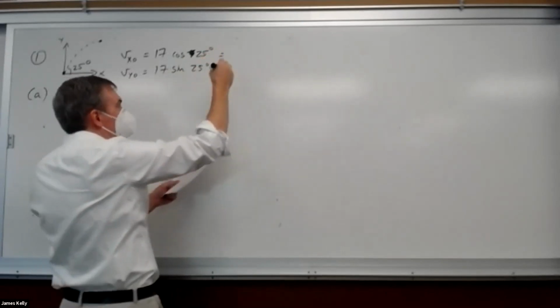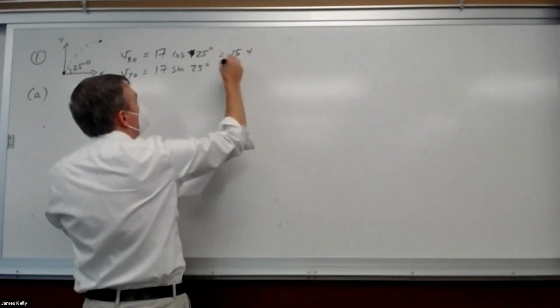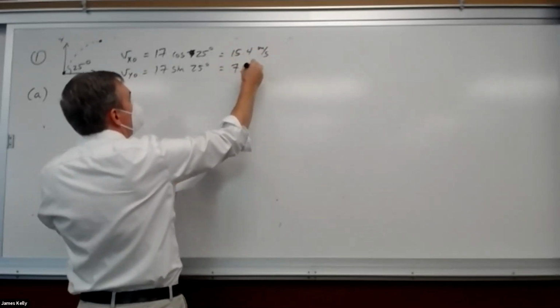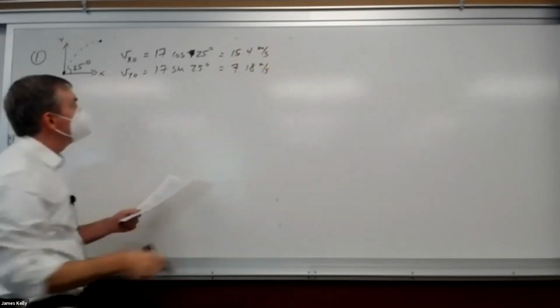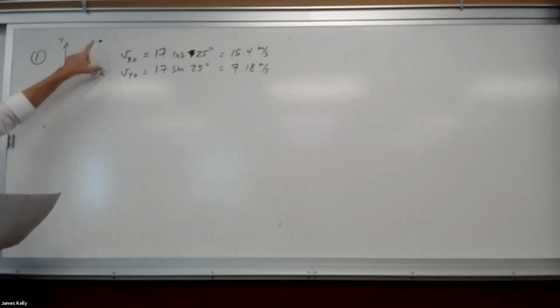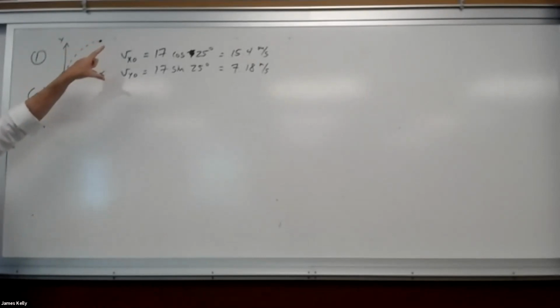So those numbers are 15.4 meters per second and 7.18 meters per second. Okay? Why do I need those? Because I want to know how much time it takes to get up there. And so what kinematics equation will help me find that time? Especially given that I don't know the height it goes to, right?